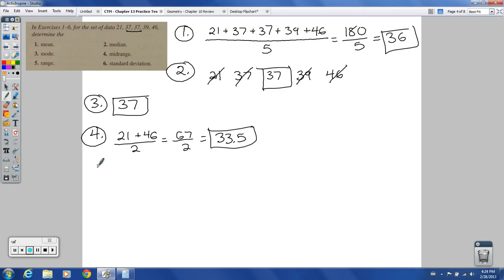Number 5, the range. That's the maximum minus the minimum. So 46 minus 21. And that is 25. So that is my range, 25. And then number 6 is standard deviation. This is going to take a little bit more work here. So we're going to have to do a little table here.